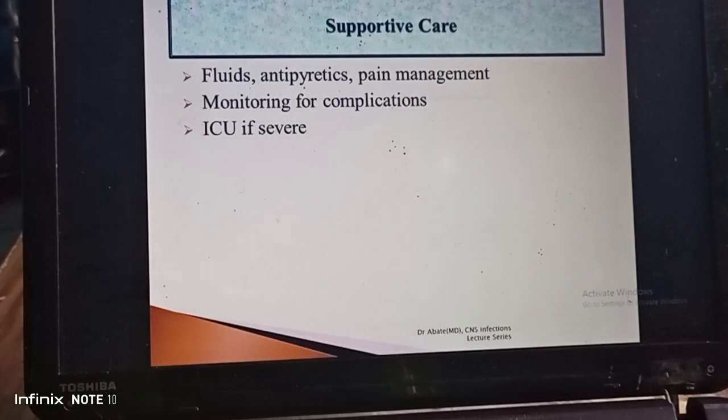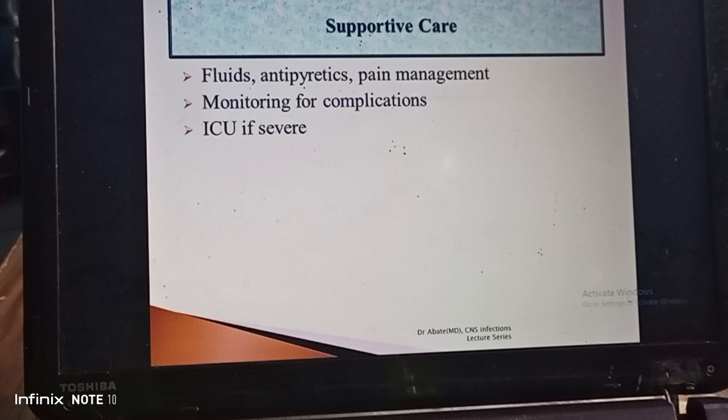Usually patients with meningitis need supportive care, because this group of patients, especially in developing countries, present late with a change in mentation and might be comatose with loss of consciousness. So a lot of supportive care is needed. You have to give fluid if the patient is hypotensive. You have to give antipyretics to control the fever, and pain management is also important. Monitoring for complications and ICU admission may be required based on the patient's clinical condition.